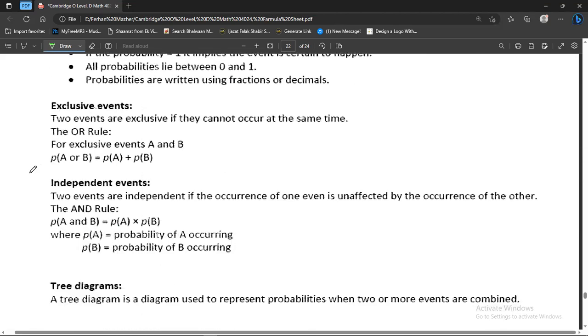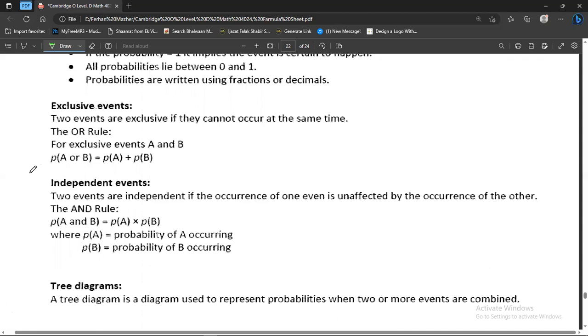Exclusive events. Two events are exclusive if they cannot occur at the same time. The OR rule: for exclusive events A and B, the probability of A or B will be equal to the probability of A plus the probability of B.